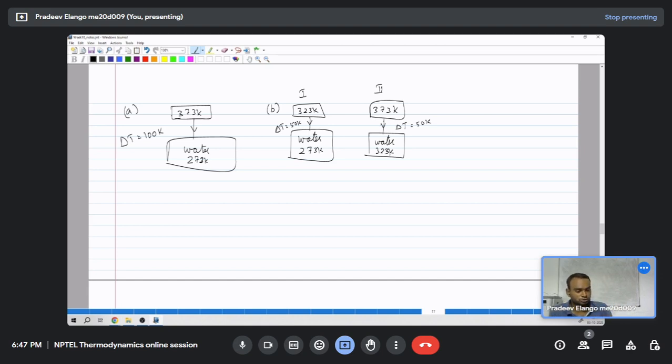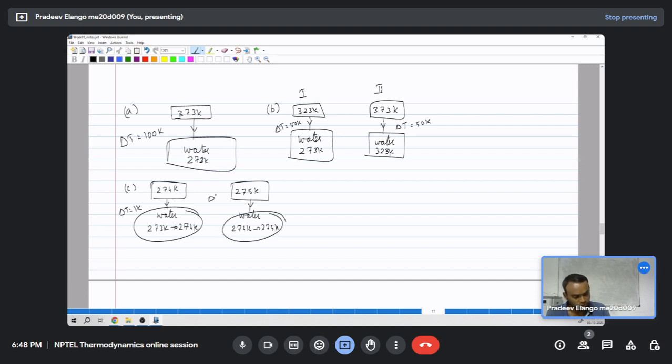Now it should be obvious that we should have a large number of reservoirs. Earlier we had two, and the delta T went from 100 to 50 K. Assume we have 100 thermal reservoirs, like a 274 K reservoir, and then water is heated from 273 Kelvin to 274 Kelvin, and now the delta T will be only 1 Kelvin. And now we find another reservoir which has a temperature of 275 Kelvin, and then again we increase the water body from 274 Kelvin to 275 Kelvin by transferring heat, and the delta T is again 1 Kelvin.